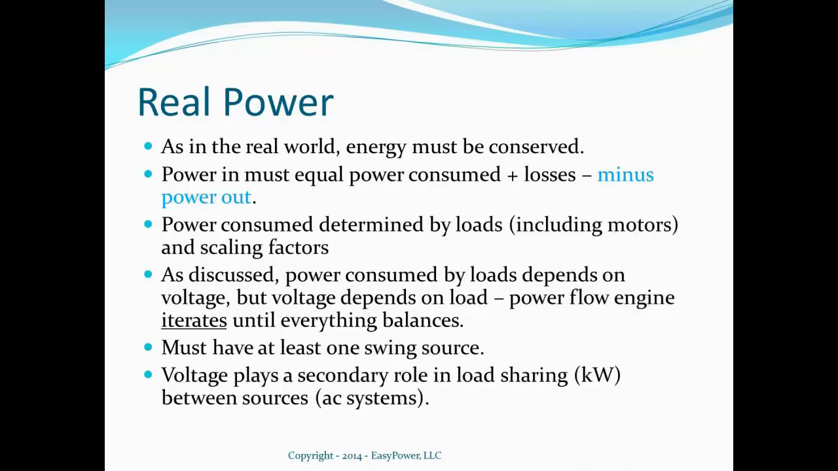So let's talk about real power, the kW, that the power flow is computing. We know that in a real system the energy in the system has to be conserved. And the same is true in our power system. So basically the way the power model works is the power into your system must equal the power that's consumed plus the losses, but minus any power that's exported out of your system. And that can occur if you have two utility sources. You can have power going in one side and going out the other, and we'll take a look at an example of that. But everything has to balance out.